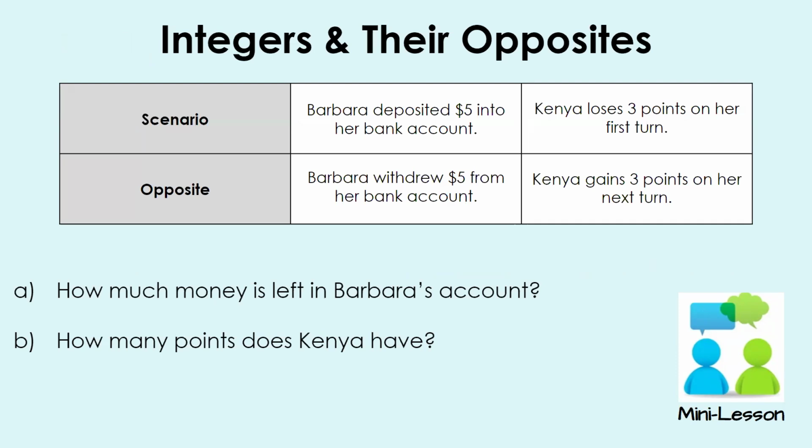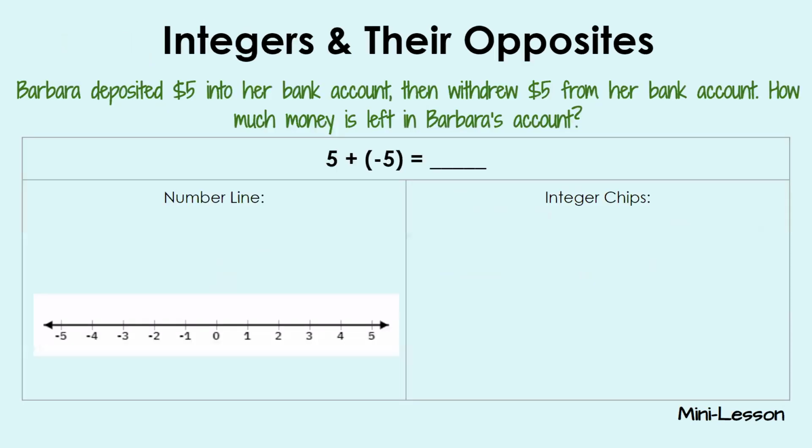So how much money is left in Barbara's account? $0. How many points does Kenya have? 0. Integers and their opposites. Barbara deposited $5 into her bank account, then withdrew $5 from her bank account. How much money is left in Barbara's account? 0.